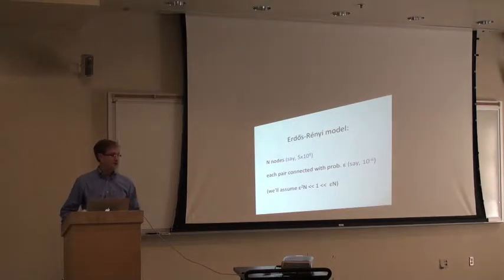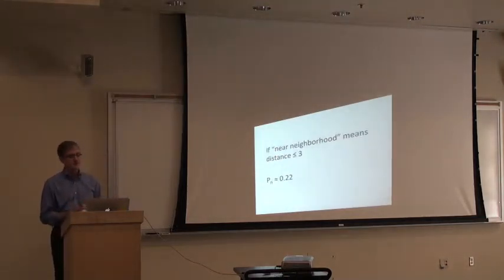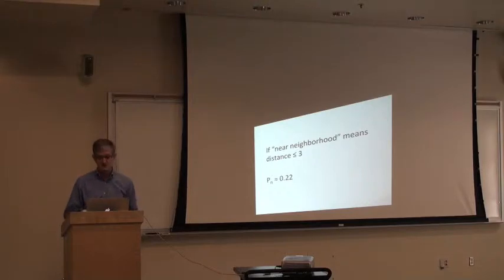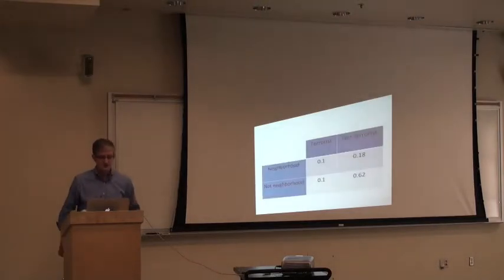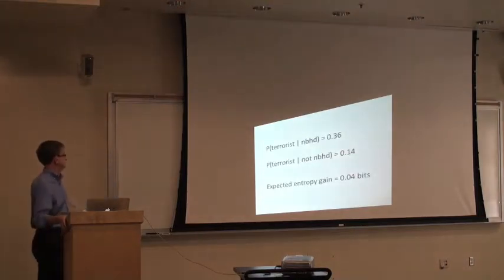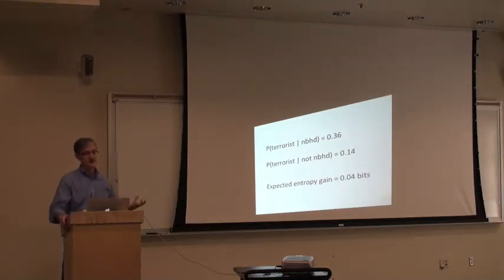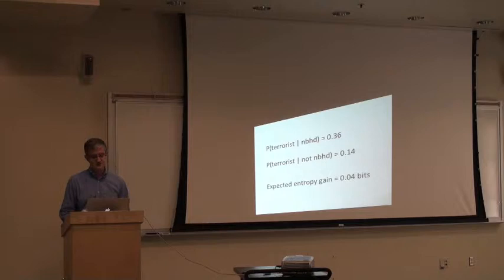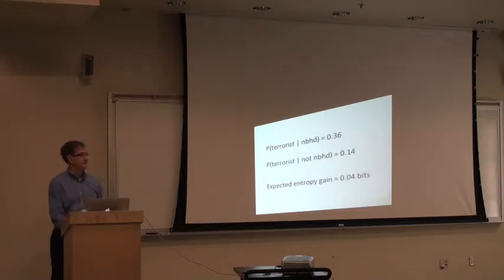Now, given that model, we can say, for example, if near neighborhood means that the distance is less than or equal to 3, which is what the NSA has talked about in much of their discussion of this program, it turns out that the probability that two random people are in each other's near neighborhood is about 22%. So plug in those values to the grid, and we get this. Now we can work these things out. The probability that Bob's a terrorist if he's in the near neighborhood of a known bad guy is 36%. That's up from the 20% prior. If he's not in the near neighborhood, we go from 20% down to 14%. But the expected entropy gain is 0.04 bits, not that much. So why is that? What's the expected entropy gain?